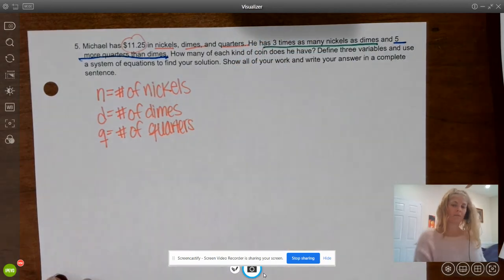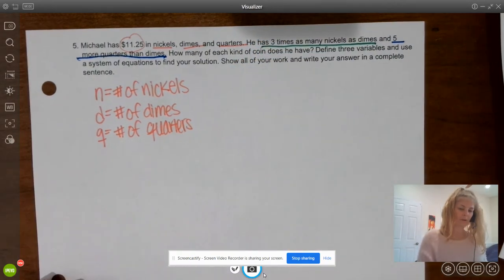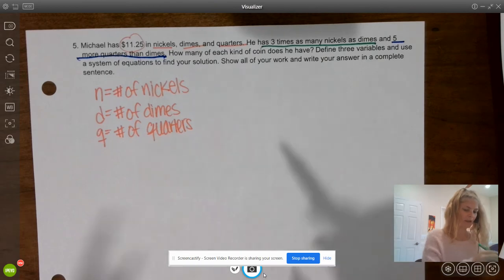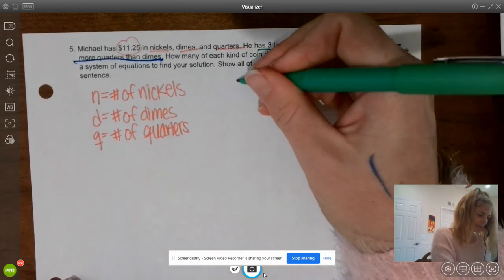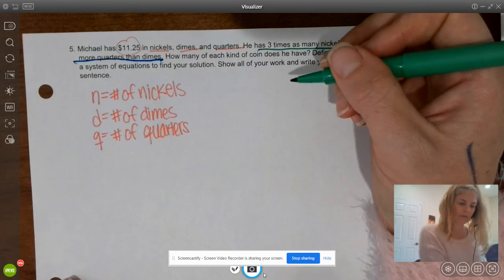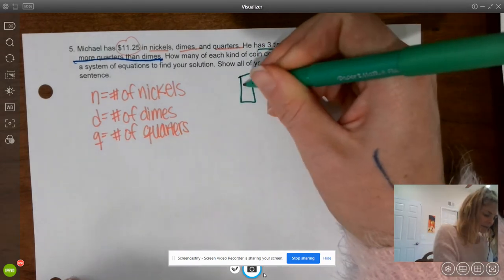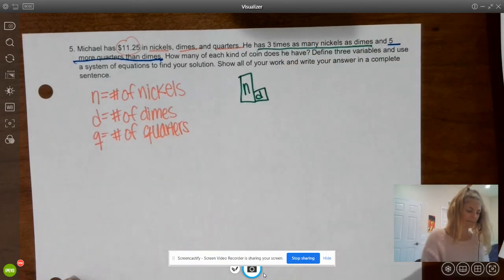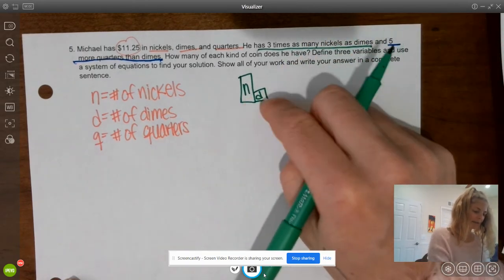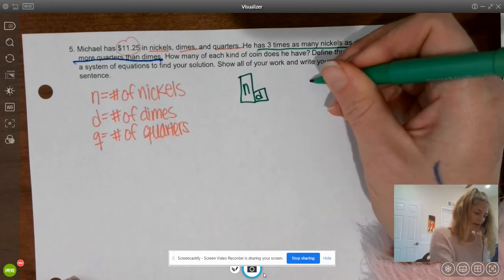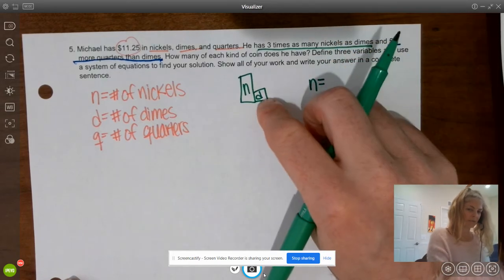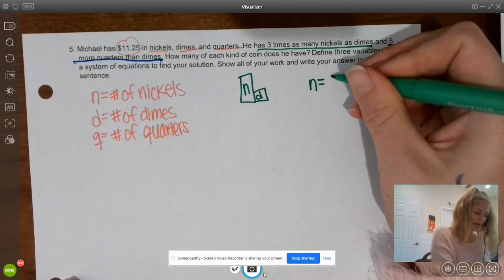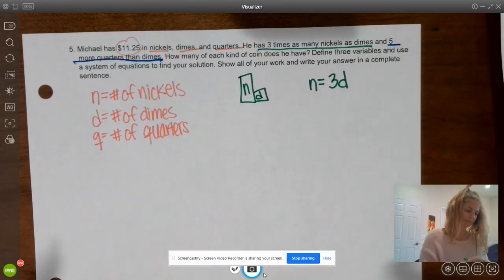Okay, let's think about from the word problem what type of equations we have. Well, it says he has 3 times as many nickels as dimes. Which one does he have more of? He has more nickels and less dimes. So if I want to set them equal to each other, I have to multiply the number of dimes by 3. So n is equal to 3 times d.